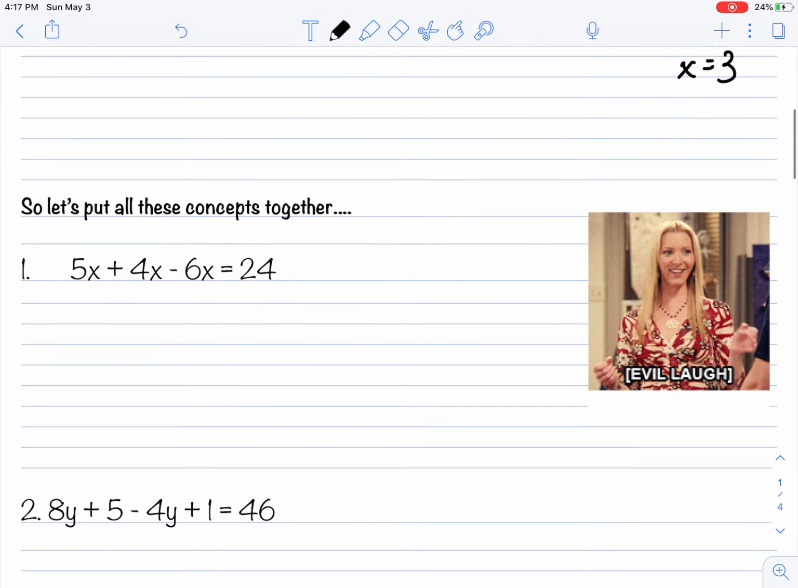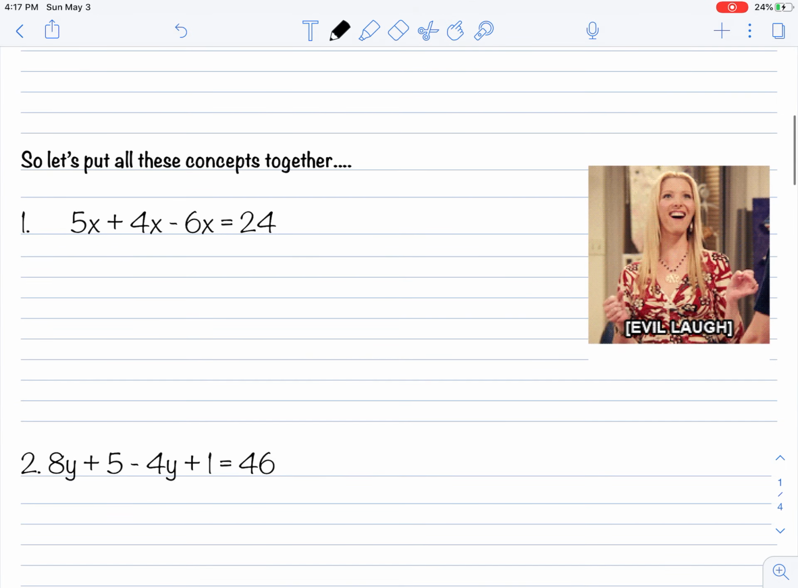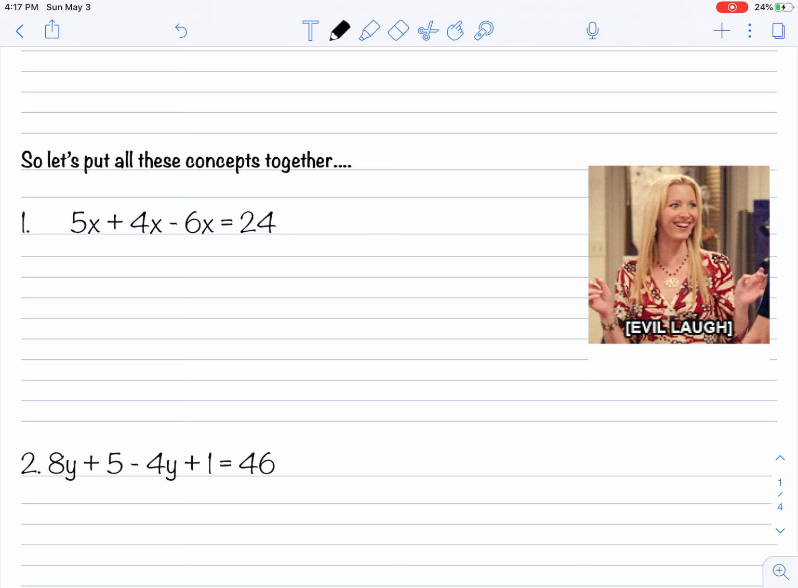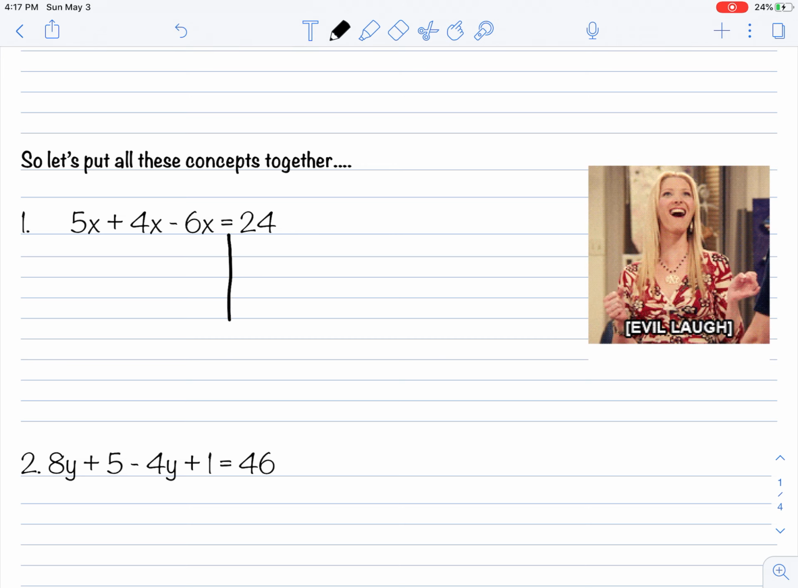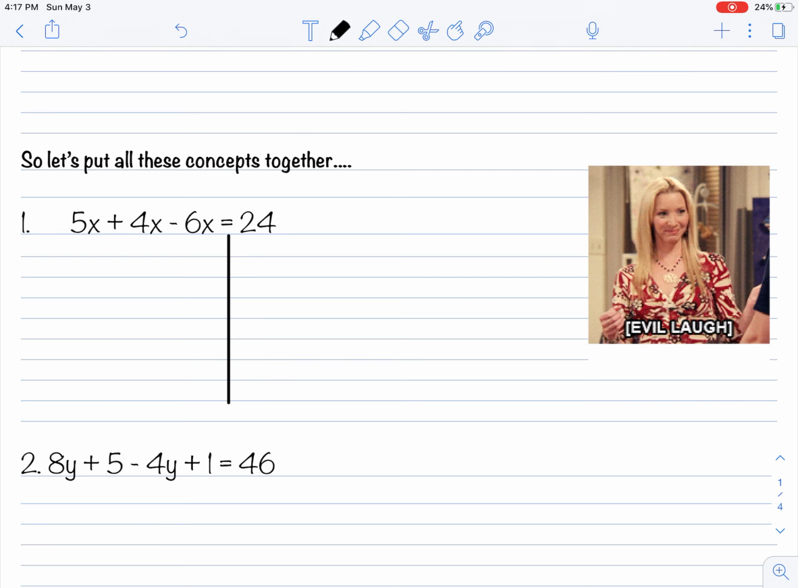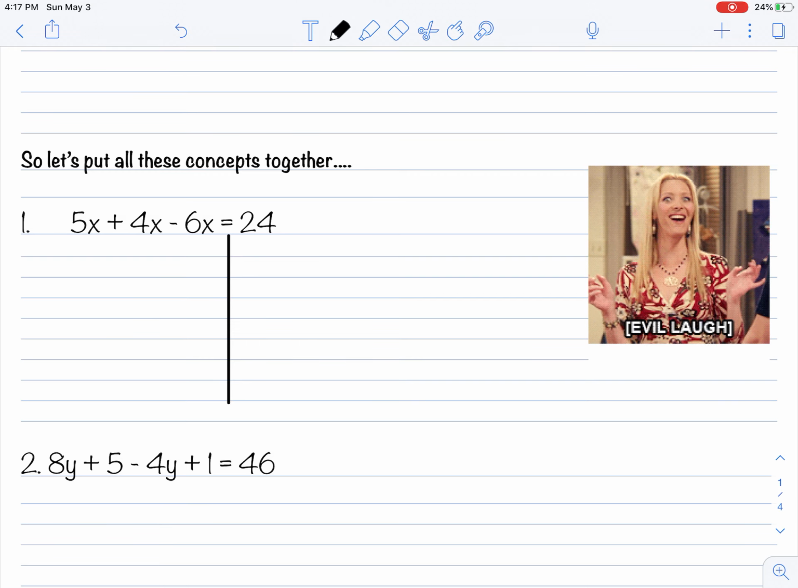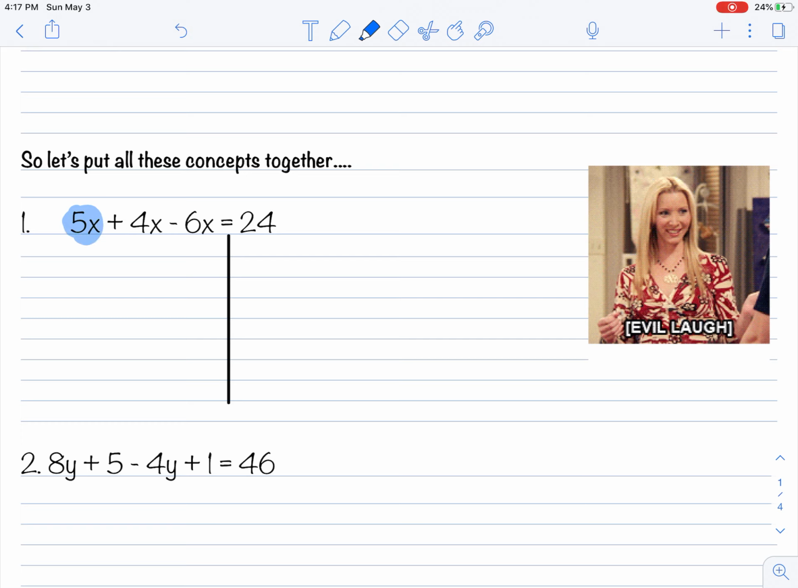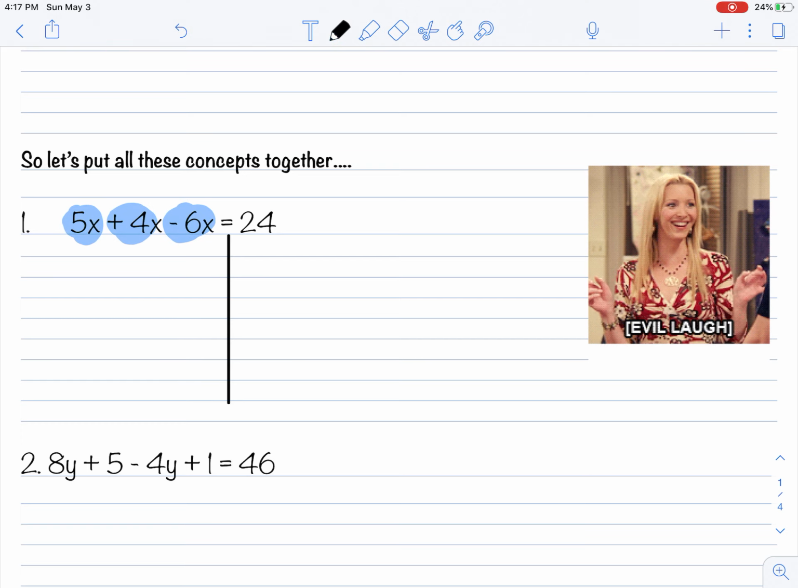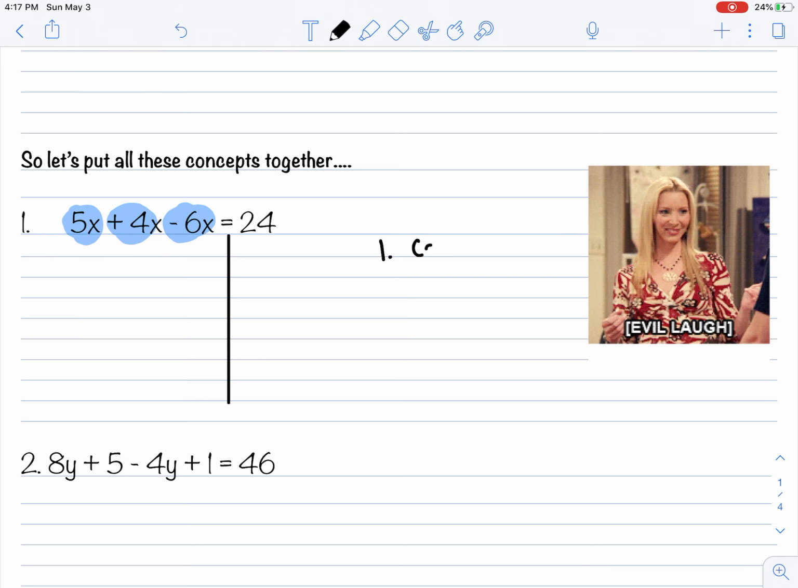So we're going to put all these concepts together. Okay. I'm going to start by separating the two sides of my equation. As you can see, 24 is equal to 5x plus 4x minus 6x. If I look, these are all x terms, so these all can be combined. So that's the first step. Okay, step 1 is combine like terms.